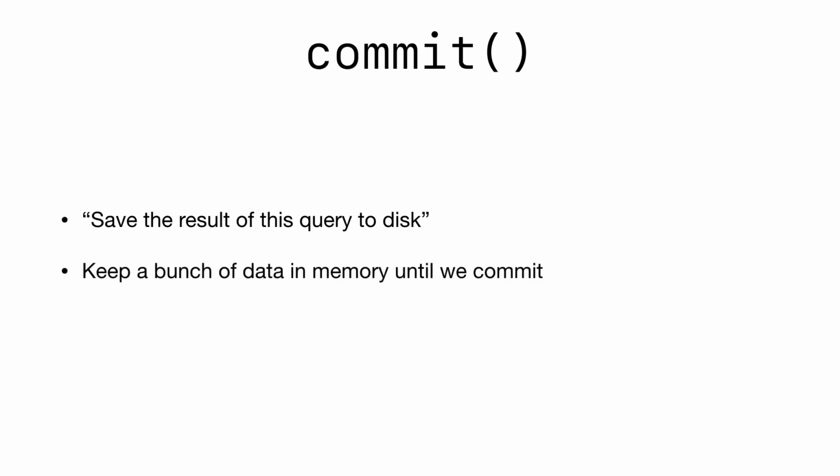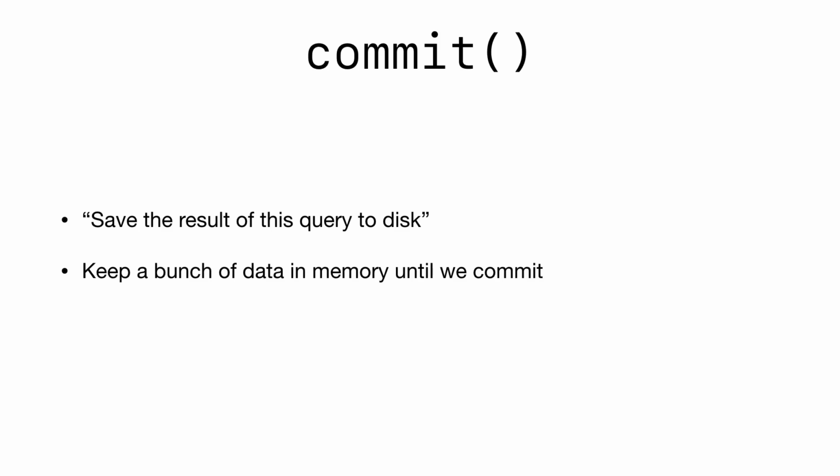Next up, the commit. Commit just means save the result to the disk. And that's because we keep a bunch of data in memory until we commit. So for example, say we want to insert some data into our database. We tell SQLite to insert it. It doesn't actually get inserted. It gets saved in memory until we say commit all of this.